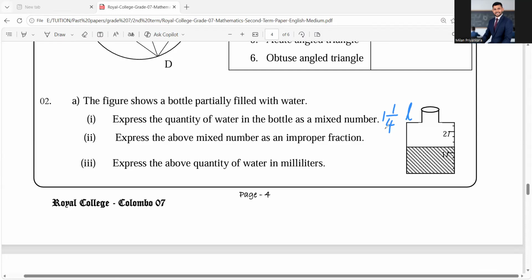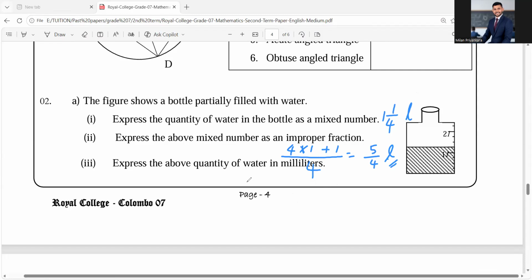Express the above mixed number as an improper fraction. Improper fraction means you have to multiply 4 times 1, plus this 1, over 4. Therefore, 4 times 1 is 4, 4 plus 1 is 5. That means 5/4 liters, right?